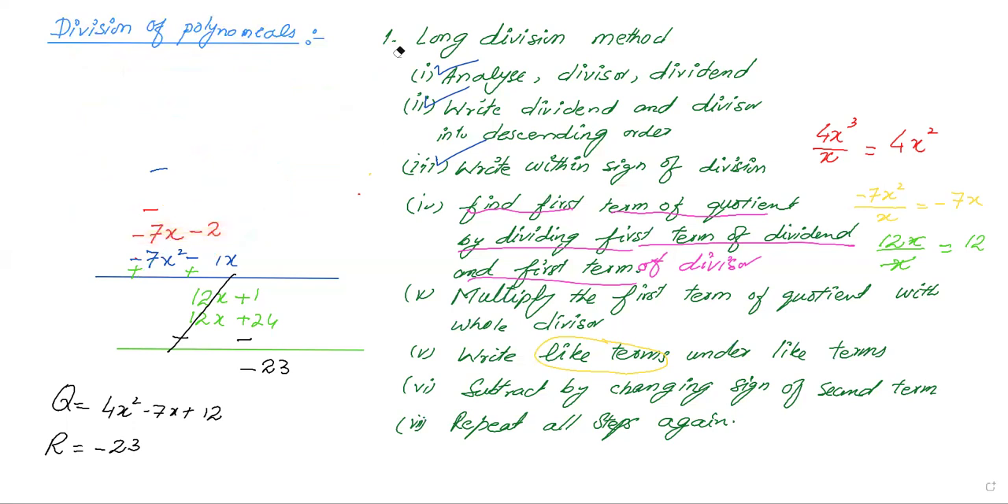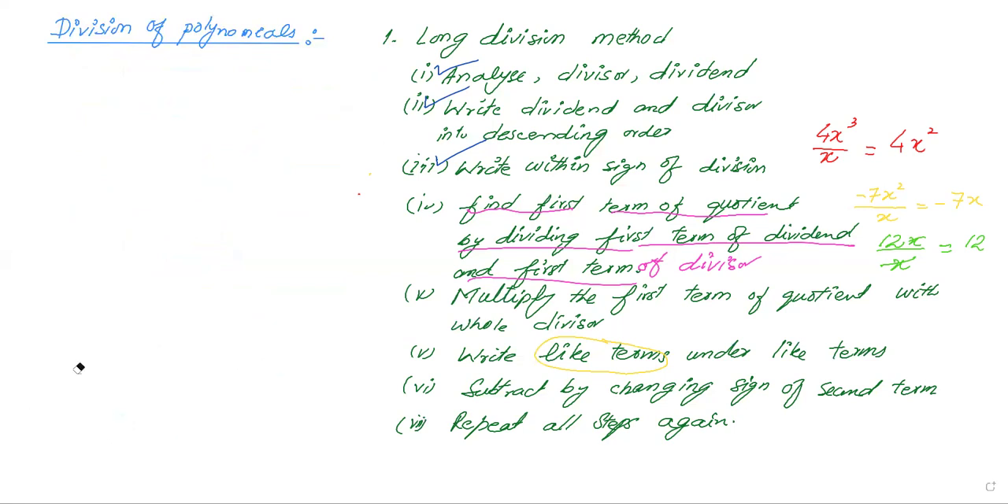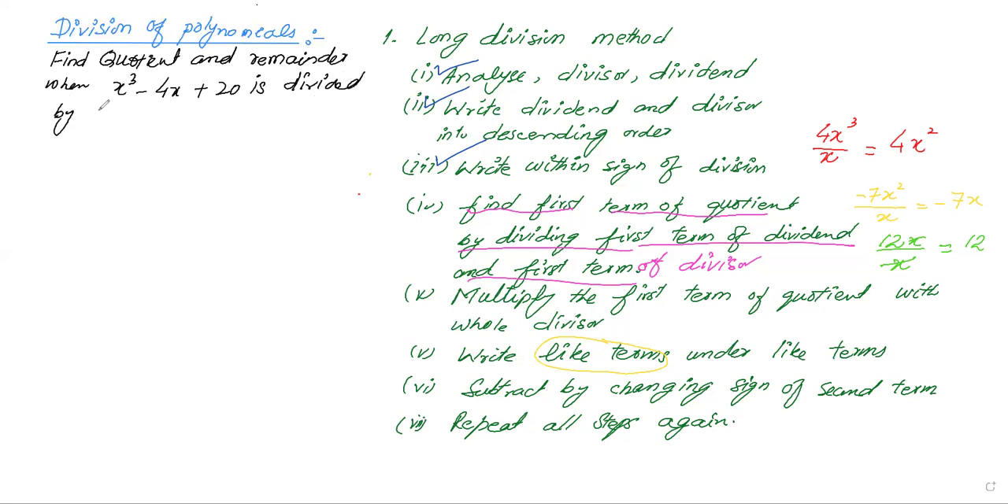Now I have to solve the second question. The same process, same steps you have to apply. Okay, my next question: find the quotient and remainder when x cube minus 4x plus 20 is divided by x square plus 3x minus 5.